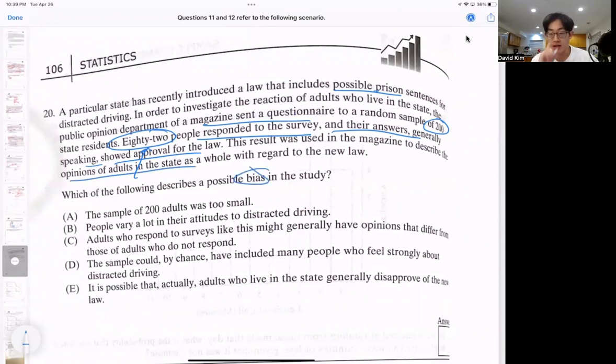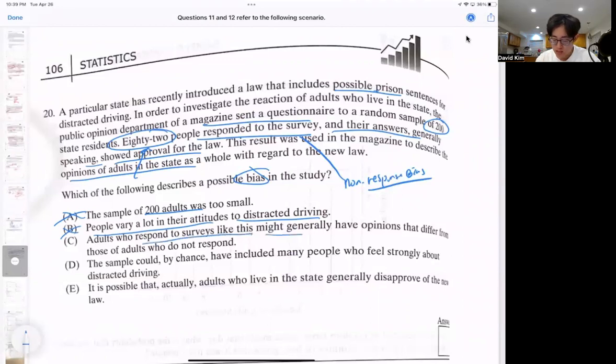Why is there a potential bias? Well, this is what I would like to call non-response bias. You have more than half of the questionnaires not being returned to you with the answers. 200 is a good sample size. That's not what you want to say, too small of a sample size. People vary a lot in their attitude to distracted driving. I don't really think that's the right answer, or even in real life.